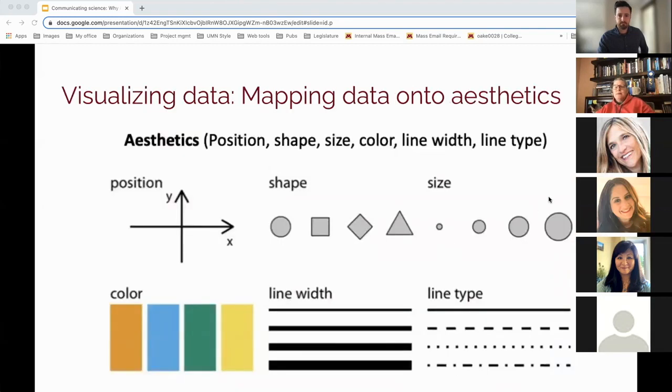The other thing that I want to talk a little bit about is the idea of aesthetics. So understanding how we can make data prettier or use things such as position, shape, size, color, line widths, line type, etc., to make plots more clear and easily understood.